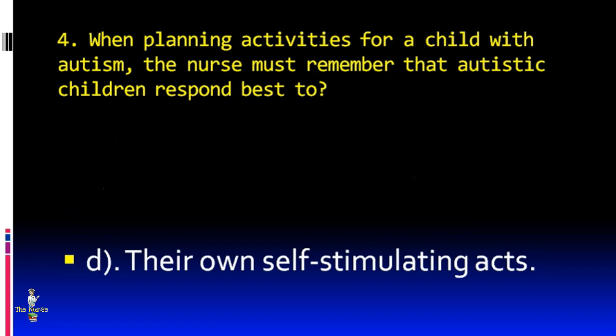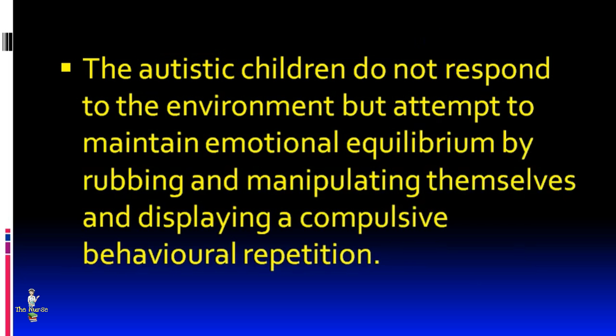Correct answer is their own self-stimulating acts. The autistic children do not respond to the environment but attempt to maintain emotional equilibrium by rubbing and manipulating themselves and displaying a compulsive behavioral repetition. Next question.